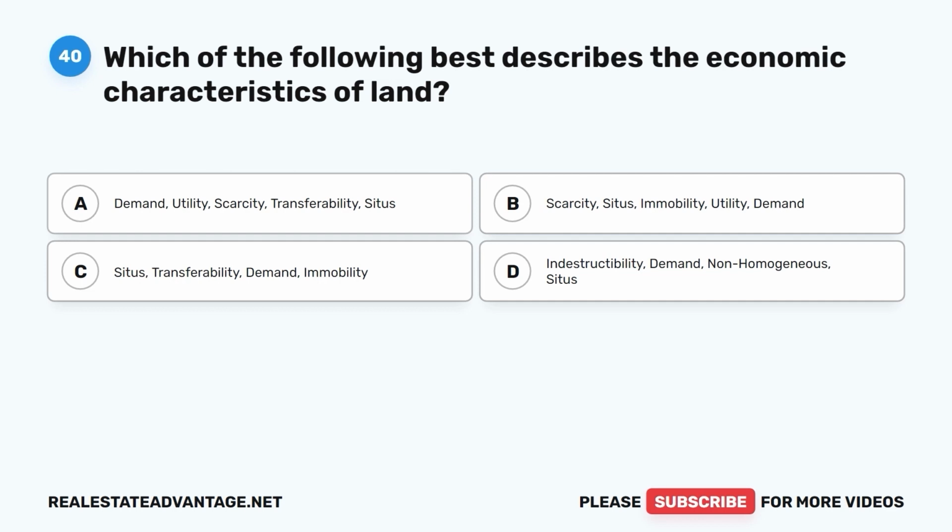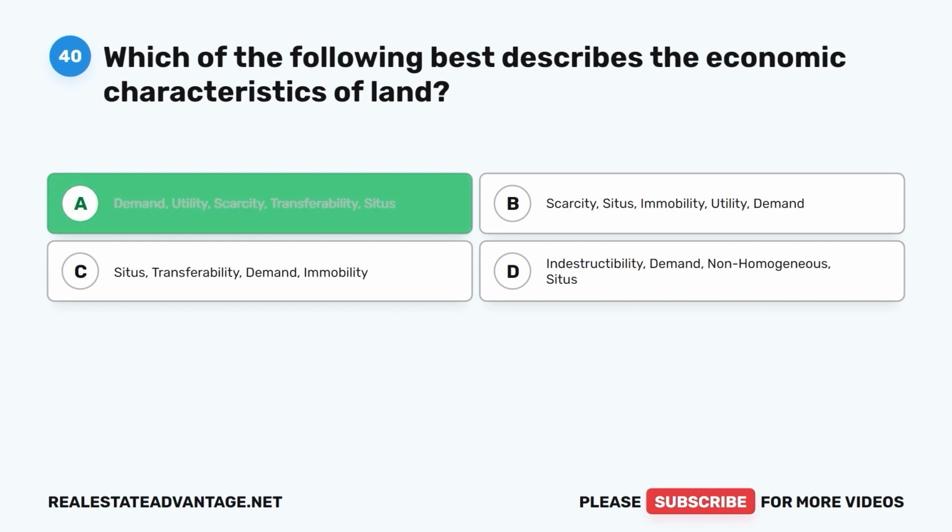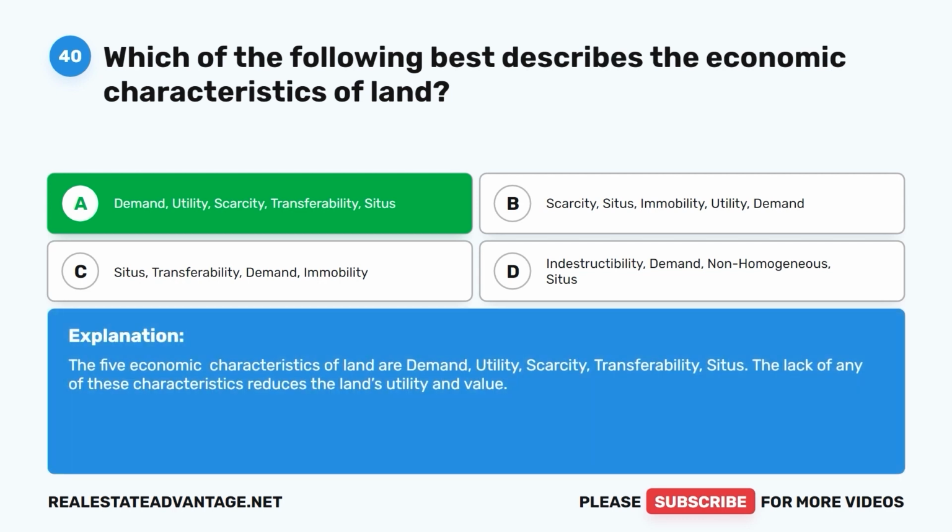non-homogeneous, situs. The correct answer is A. Demand, utility, scarcity, transferability, situs. The 5 economic characteristics of land are demand, utility, scarcity, transferability, situs. The lack of any of these characteristics reduces the land's utility and value.